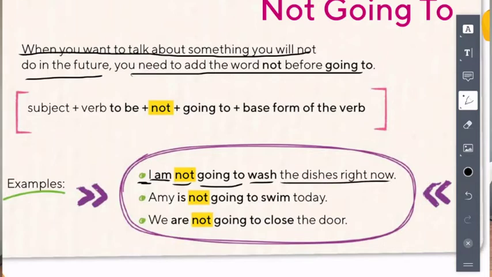Easy. Number 2. Amy is not going to swim today. Subject, Amy, verb to be, is not going to, verb, swim today. And example number 3. We are not going to close the door. Subject, we, verb to be, are not going to, verb, close the door.